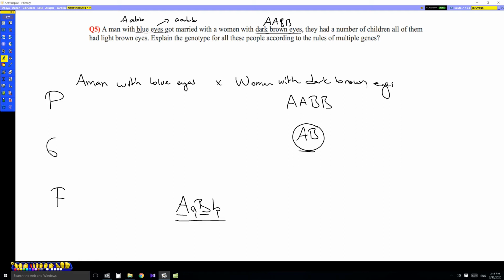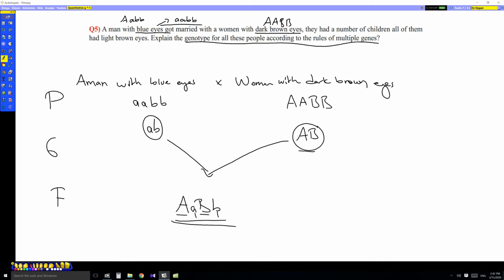And because all of the individuals have the same genotype, we can say the man with blue eyes has light blue eyes, A small, A small, B small, B small, producing one kind of gamete, A small, B small. Fertilization between male and female produces this kind of generation. So we explain the genotype for all these people according to the rules of multiple genes.